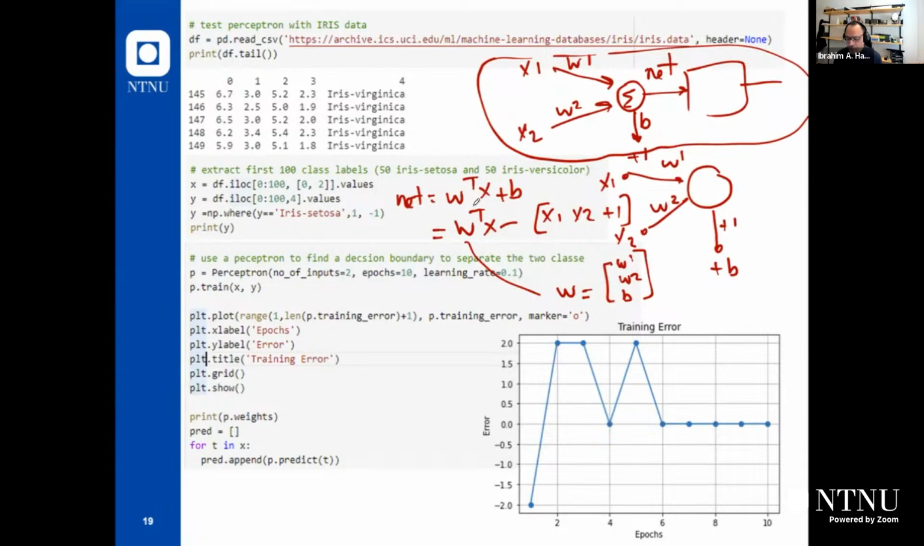But just remember to include the bias inside omega. If you want to include the bias inside omega, omega will be defined as omega 1, omega 2, and the b. Right? In this case, we need to redefine x. So the input to my model will not be only x1 and x2, but x1, x2, and the +1.